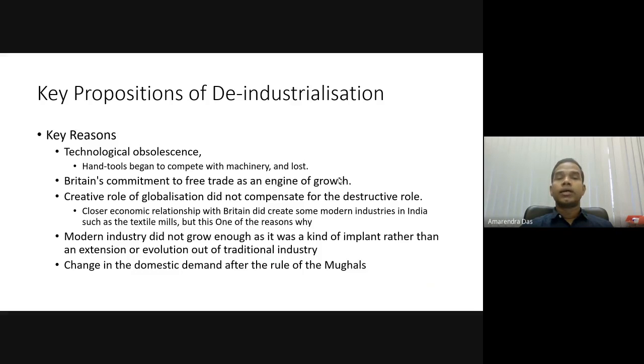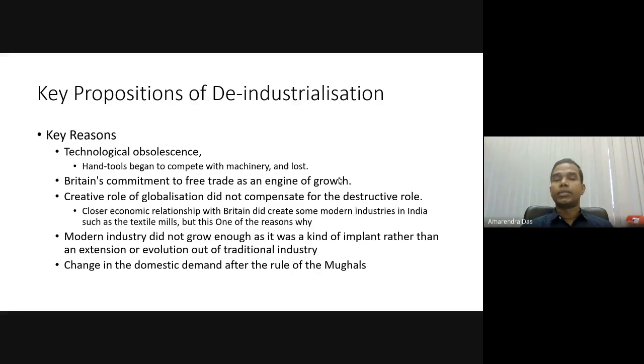And second, Britain promoted free trade as an engine of growth. Basically, when the British did not have the industrial revolution, they had protected their own industry from foreign competition. But when they got the advantage in industrialization, they started promoting free trade. In fact, a lot of economists, like J.S.